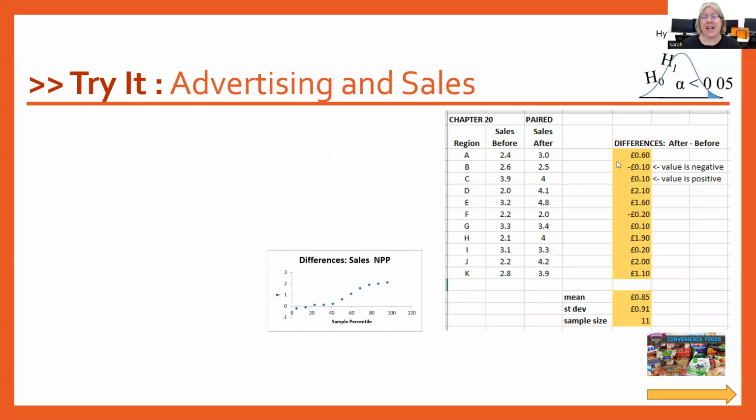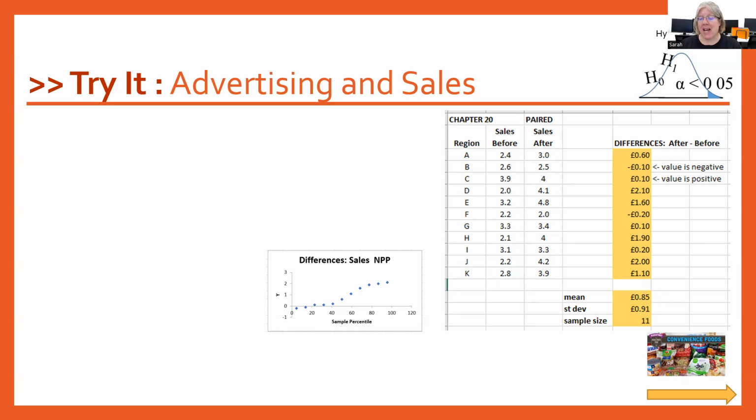And similarly with the sales after, we take that 3.0 and multiply it by 1,000. So there were 3,000 pounds in sales. The differences column is what we're going to be interested in here. So we did after minus before. So that means that any positive value in the differences column means those sales increased after the advertising. There are, it looks like, 2 places that had negative values. So that means their sales decreased after that advertising campaign.